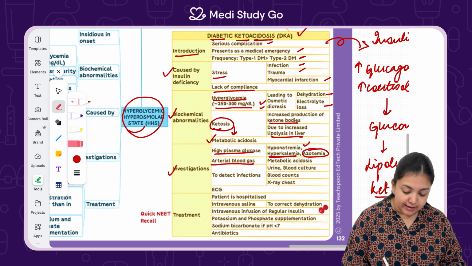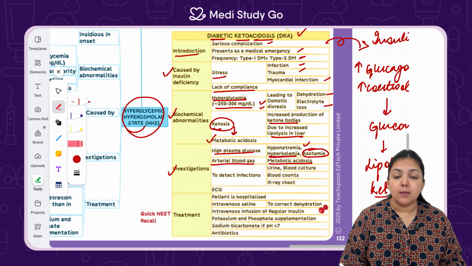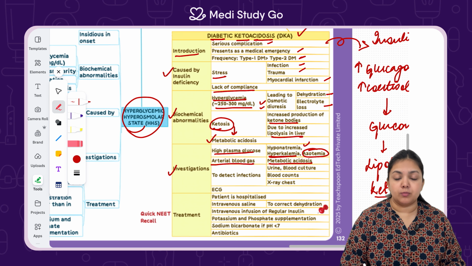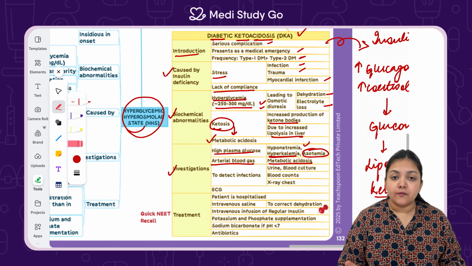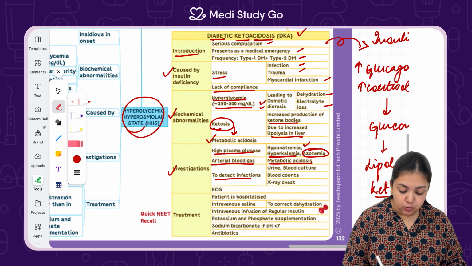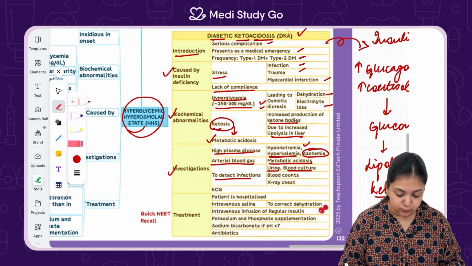Then arterial blood gas is also going to show metabolic acidosis, because excess acid means there is going to be a respiratory issue also. If the pH in the body is low, the lungs are going to try to compensate for it. To detect infections, you can do urine and blood culture tests, because sometimes a bacterial infection can also lead to this problem.